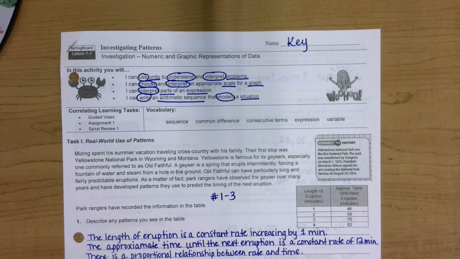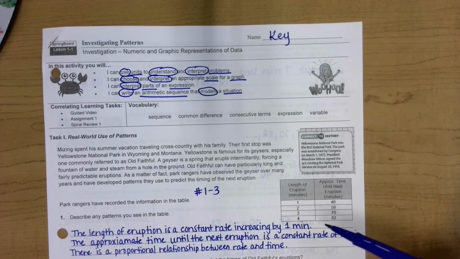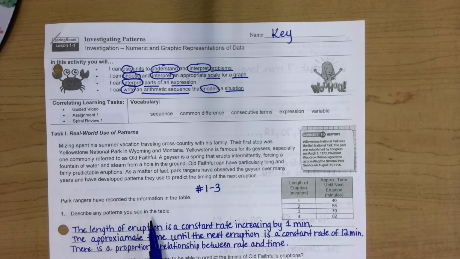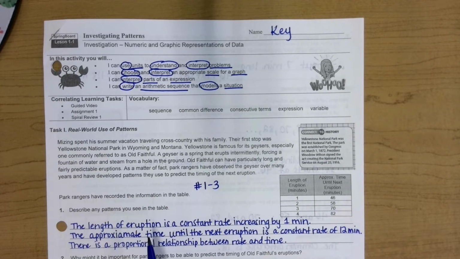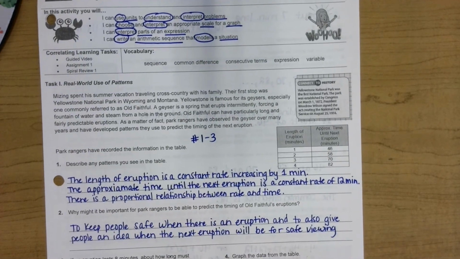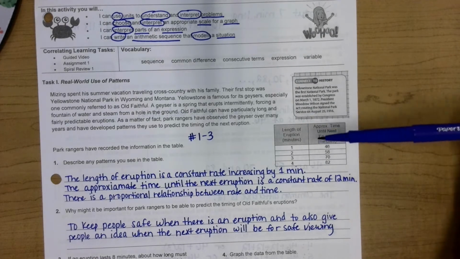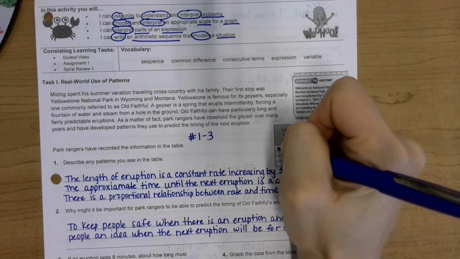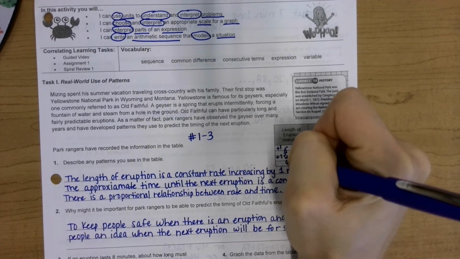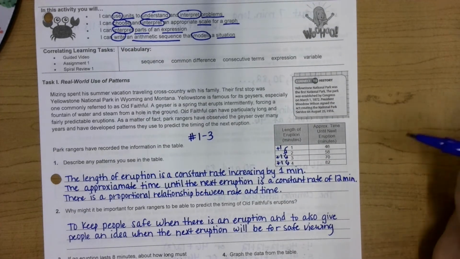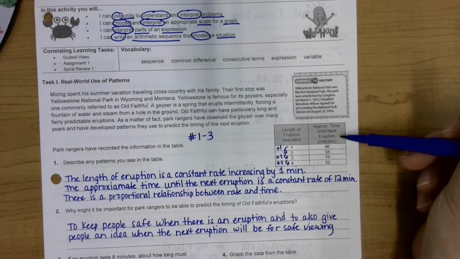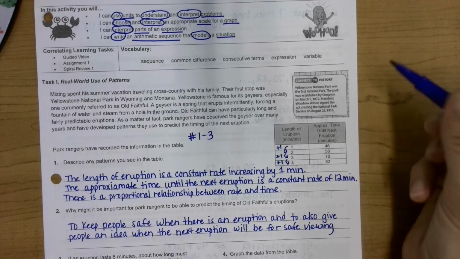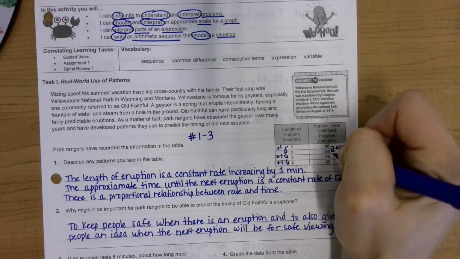All right, now you should have done 1 through 3 on your own. I'm going to go over them so you can check your answers. Looking at the table, number 1 says describe any patterns you see in the table. There's really no wrong answer to this, but I just pulled out a couple important things that will help you with this lesson. What I notice is we have the length of eruption in minutes, and I notice that these are all increasing by 1. I like to draw arrows in between and show it's adding 1 each time. And then over here in this other column, it says approximate time until next eruption in minutes. And I notice that these are increasing by 12 minutes each time.